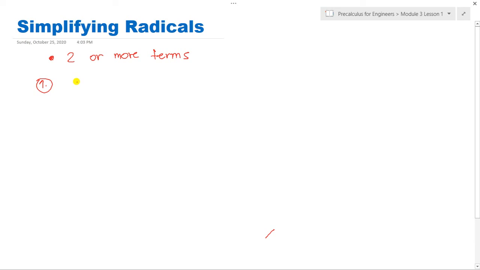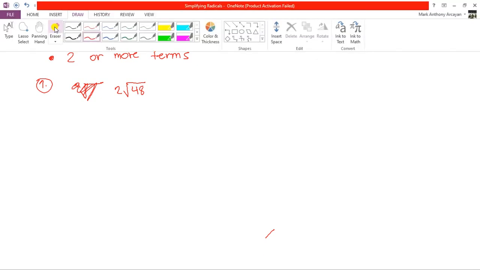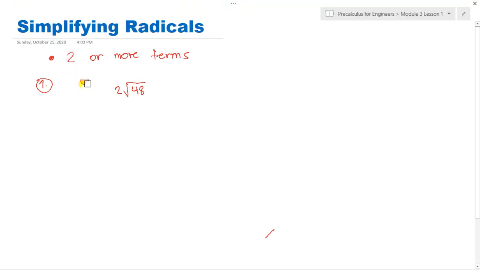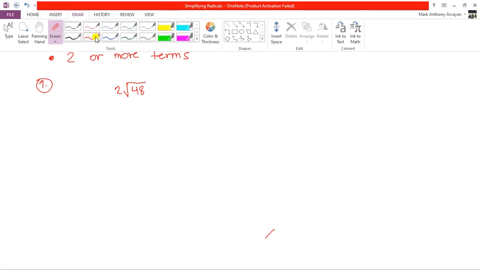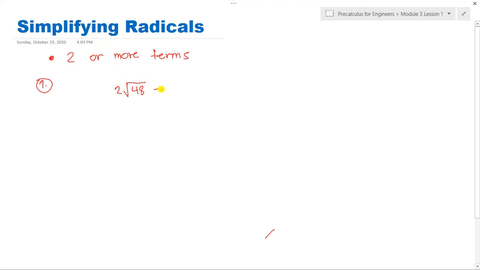So for example number 1, you have here square root of 48. I mean, no, it's not square root. It's 2 square root of 48. So 2 square root of 48 yan. Erase muna natin to. 2 square root of 48 minus 3 square root of 27.